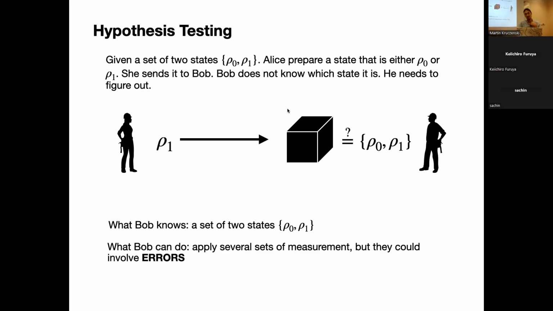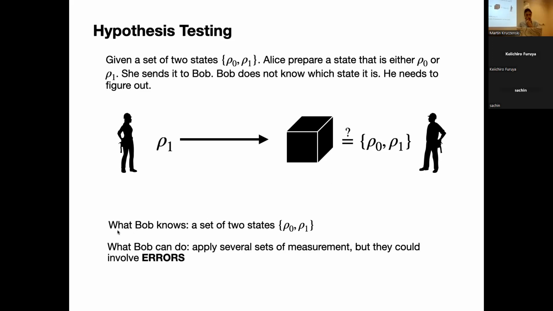Given a set of two states, there are Alice and Bob here. Alice prepares a state that is either rho 0 or rho 1. These two are density matrices. Now she sends it to Bob. She knows which state it is, and sends it to Bob without telling Bob which state that is. So Bob doesn't know which state it is, but he knows that it should be either rho 0 or rho 1. So he needs to figure out which state he got.